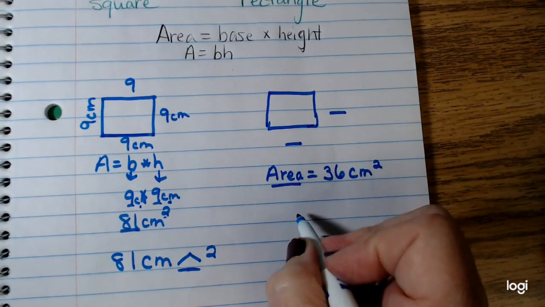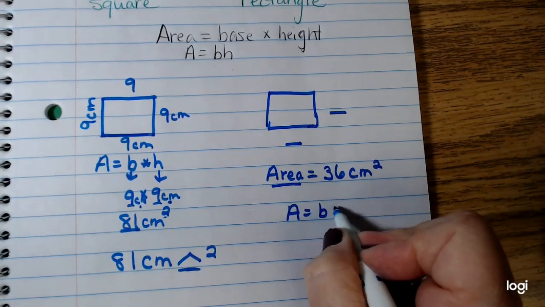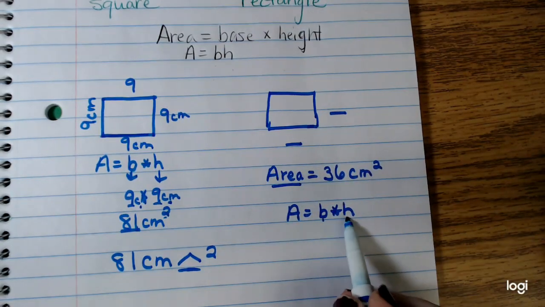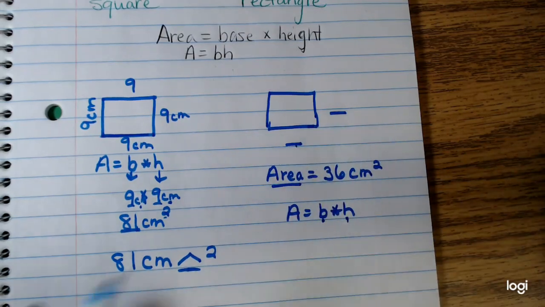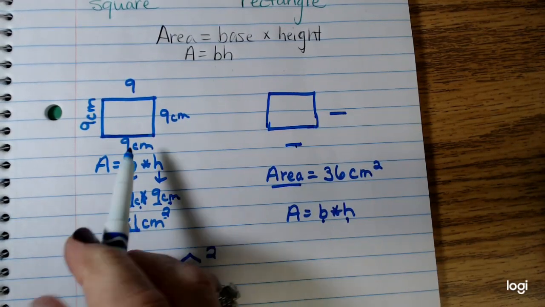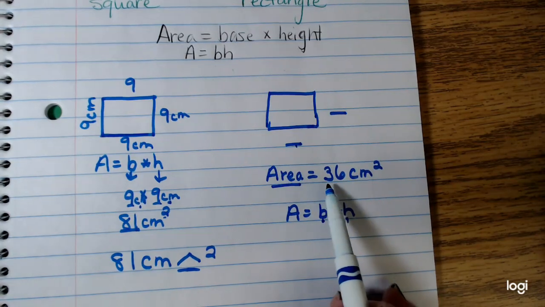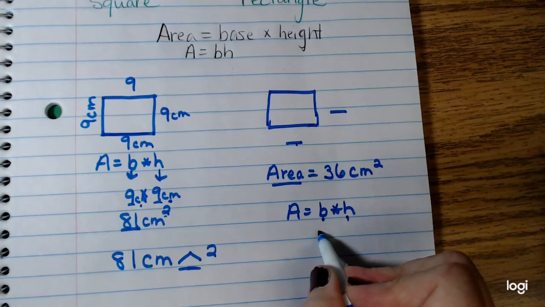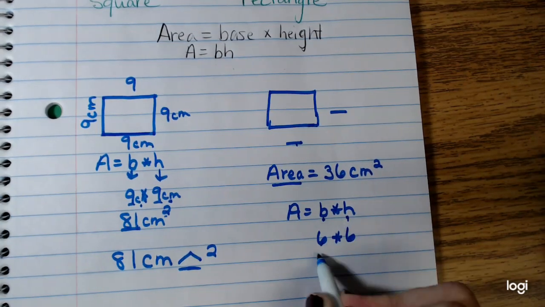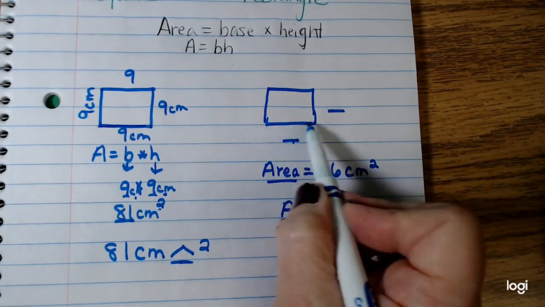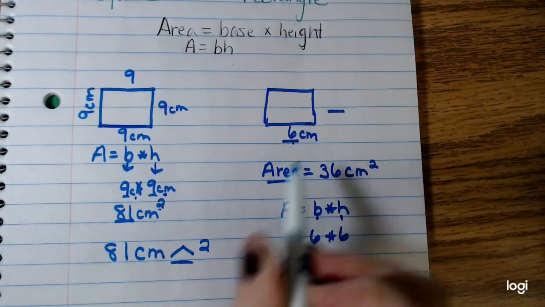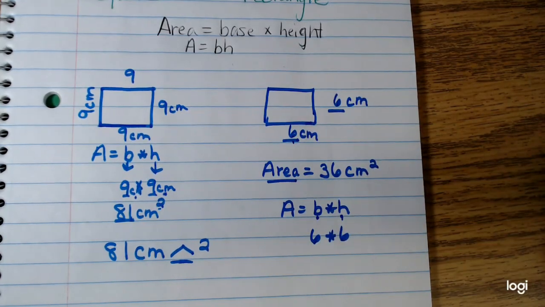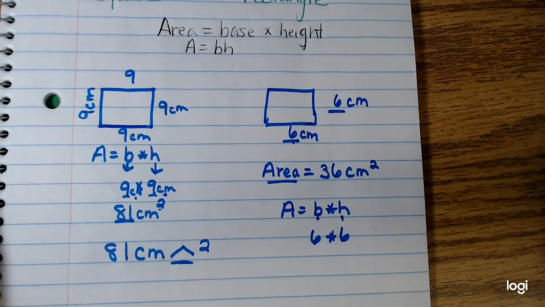Well, I know that the area equals base times height, and I know according to a square that these two numbers have to be exactly the same because a square has to have the same measurement on all four sides. So I have to basically think of what times itself would be 36. Well, most of you know your multiplication facts, and you know that 6 times 6 is 36. So my base is going to be 6 centimeters, and my height is going to be 6 centimeters. So go ahead and get this put in your notes.